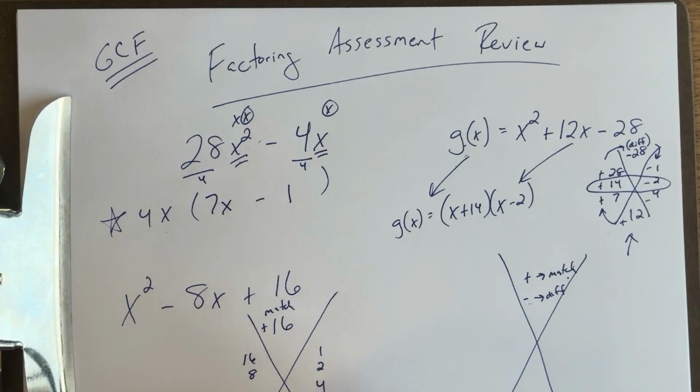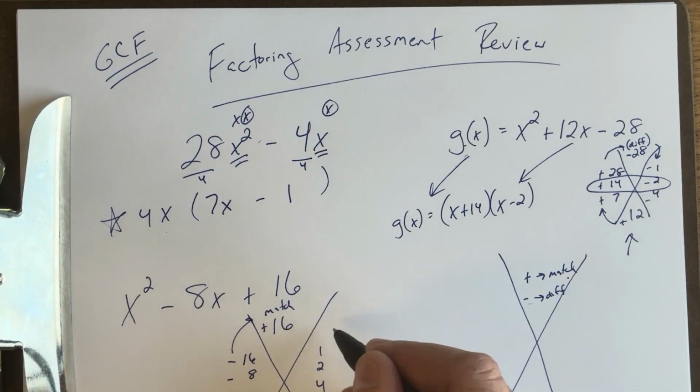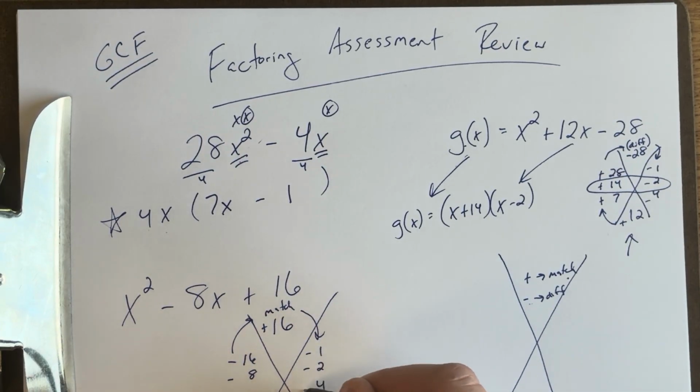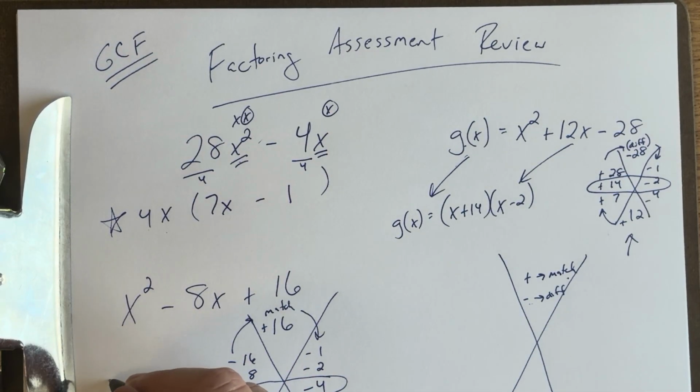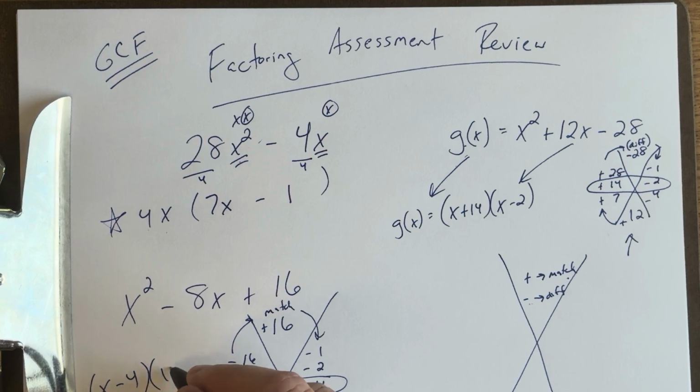We got a negative, which means my larger one's going to be negative, negative, negative, and they have to match. So this side is also going to be negative, negative, negative. And the combination that adds up to be negative 8 is that right there. So we're going to have x minus 4, and we're going to have x minus 4 again. Now, if you see this, it's probably going to be written like this, x minus 4 squared, okay?